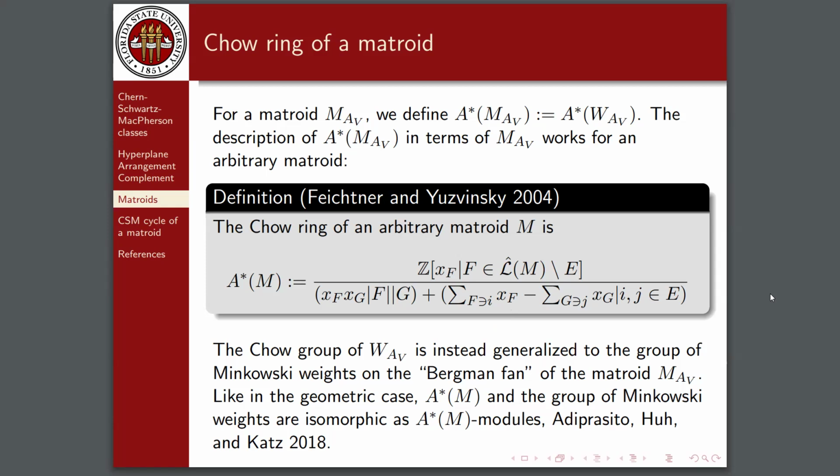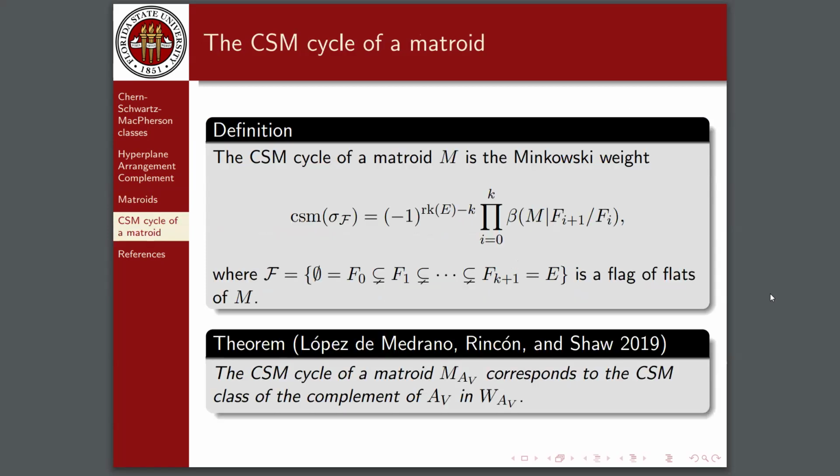And just like with the case of wonderful models, which are blow-ups of P^n along non-singular centers, we have Poincaré duality even when the matroid is not associated to a hyperplane arrangement at all. So in 2019, López de Medrano, Rincón and Shaw saw that actually the CSM class of the complement of a hyperplane arrangement in its wonderful model had a formula that we could write down in a way that depends only on the matroid. So it never looks at geometry.